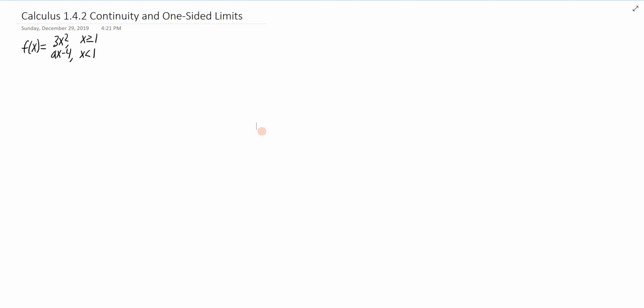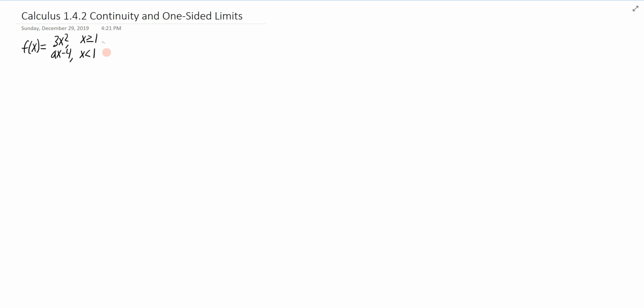We have 3x squared when x is greater than or equal to 1, and ax minus 4 when x is less than 1. Now, with this sort of question, we're being asked, what value do we need to make a in order to have this be continuous? So what I like to do is say, okay, first we got to figure out what value do we need this ax minus 4 to equal when we're at 1. And we know we're looking at 1 because, look, 1 is where we have this meeting point. It's where the merger's happening.